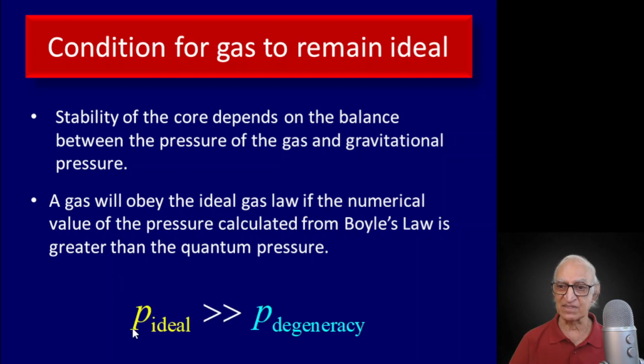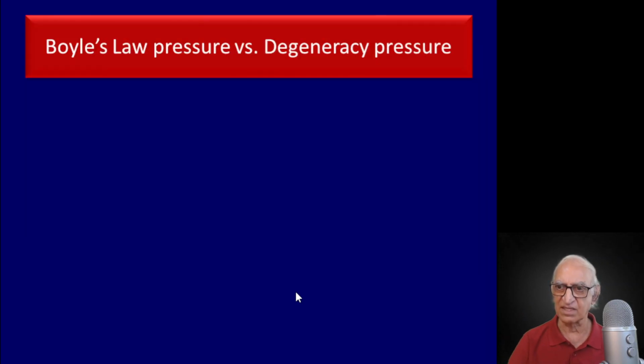And the statement is, as long as the pressure calculated according to the ideal gas formula, namely Boyle's law, is numerically larger than the value of the pressure calculated from Fermi-Dirac statistics, then the gas will remain classical. So that's the condition.